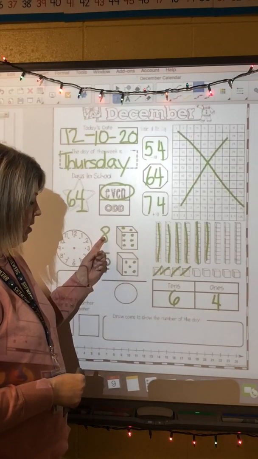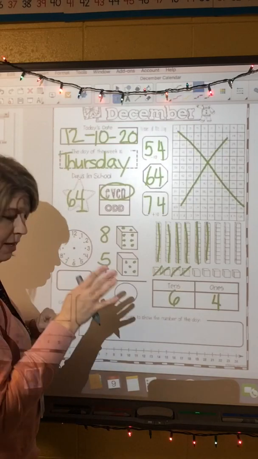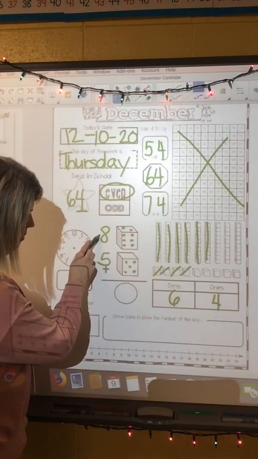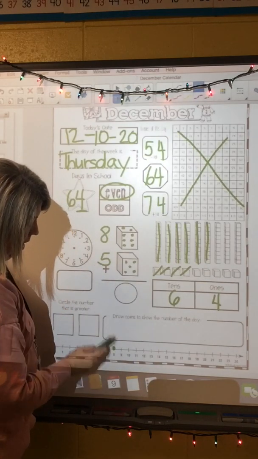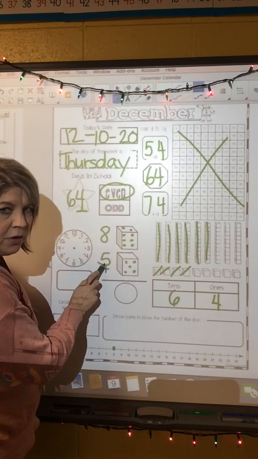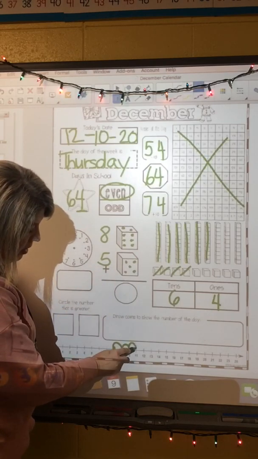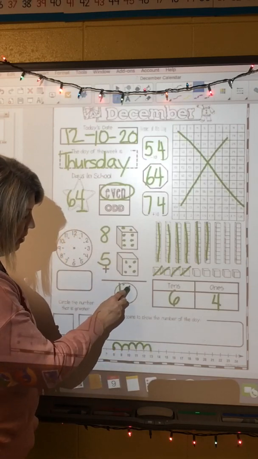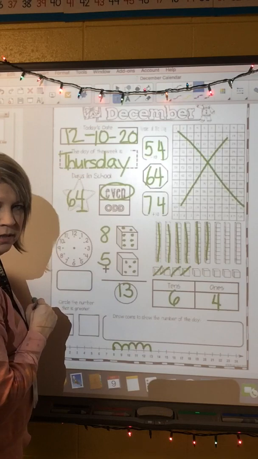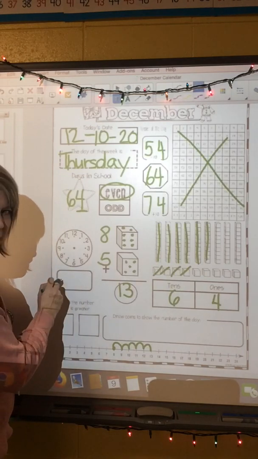So let's use the number line today. We used our hands and we counted up. Let's try using the number line. So put your finger on the biggest number, which is 8. And then we're going to count 5 more, or go 5 hops. Ready? 1, 2, 3, 4, 5. What did we land on? 13. Good job.